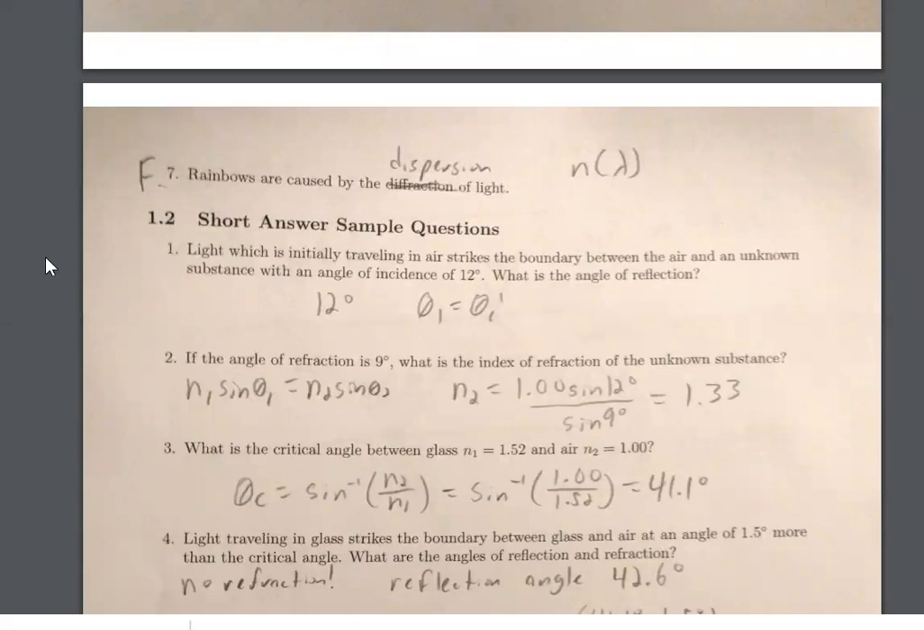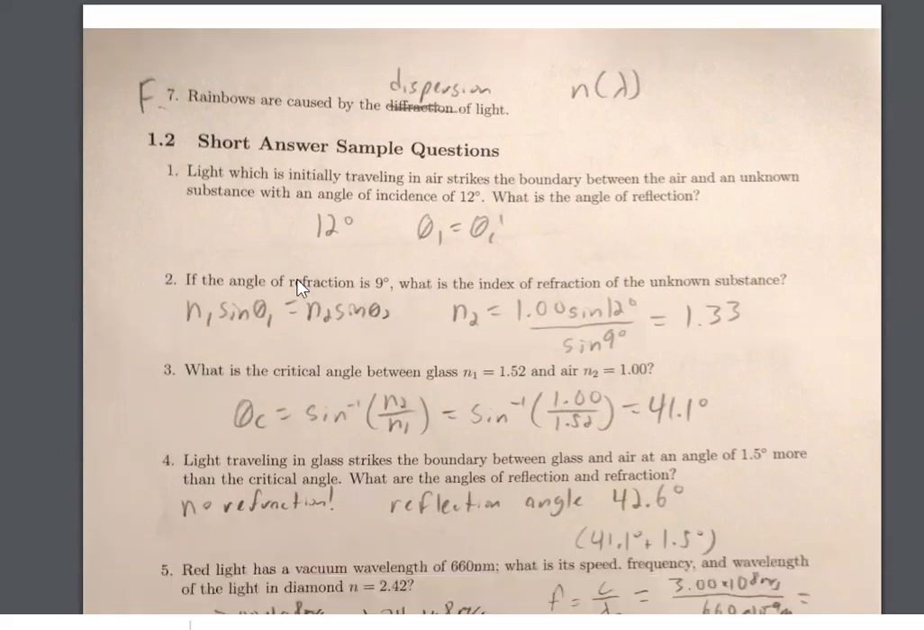Okay, so light is initially traveling in air when it strikes the boundary between air and an unknown substance, and it has an angle of incidence of 12 degrees. What is the angle of reflection? Well, it's also 12 degrees. The angle of reflection is always the same as the angle of incidence.